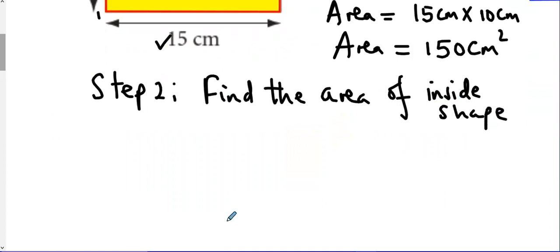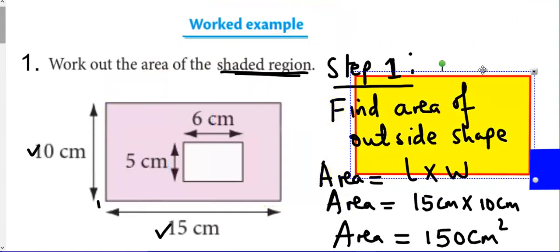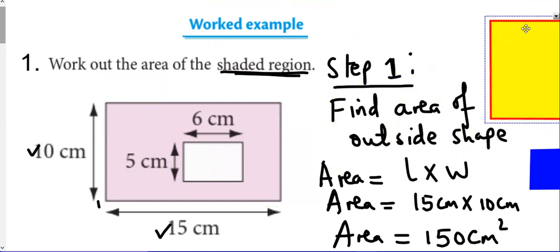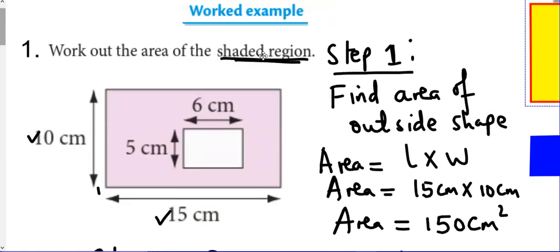Now, what is the inside shape? Okay, let me remove this yellow color so that we can go back to the previous diagram. Now, this is the diagram which we have. And the question was: work out the area of the shaded region.